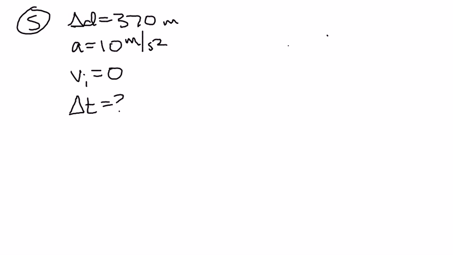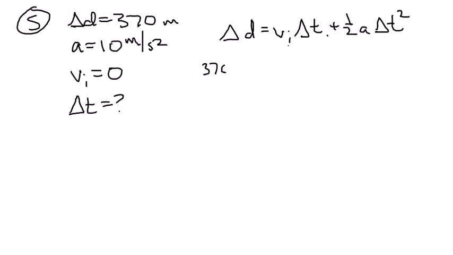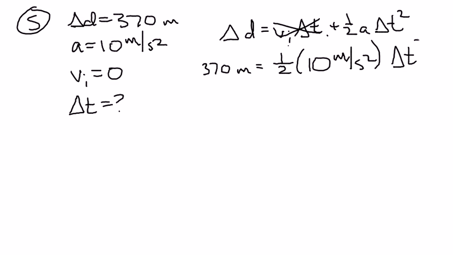we are going to use the same equation we did on the last problem. Delta D equals VI delta T plus 1/2 A delta T squared. We know that it's 370 meters. We know that VI equals 0, so goodbye. We know 1/2 times 10 meters per second squared. And we don't know delta T. 1/2 times 10 is still 5 in my world, and I hope in yours.